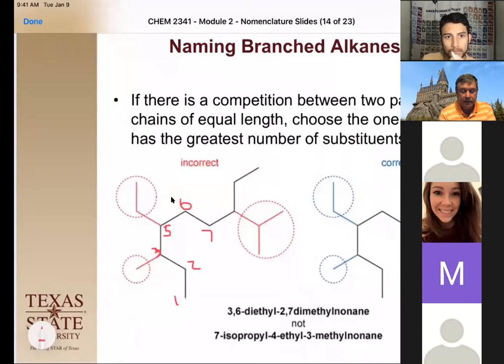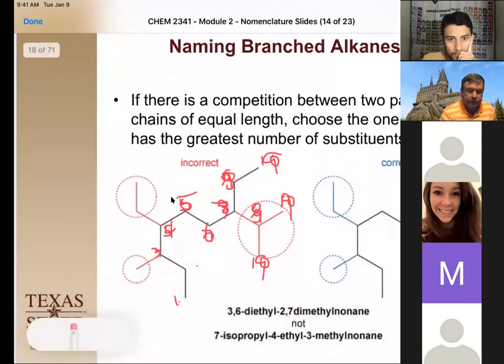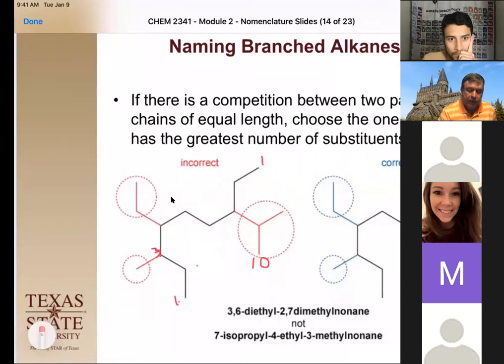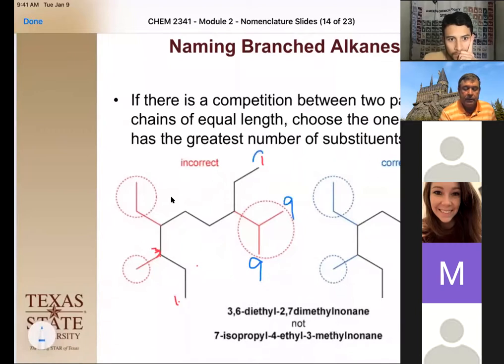5, 6, 7, 8, 9, 10. So we actually have 3 different ways we could get to that 10th carbon. Right? We only have 9 carbons. 1, 2, 3, 4, 5, 6, 7, 8, 9. There we go. Sorry, let me rewrite that. I skipped the 4. Okay. So what it's saying is that depending on which chain you go, this could be your 9 carbon, this could be your 9 carbon, this could be your 9 carbon, or this could be your 9 carbon.